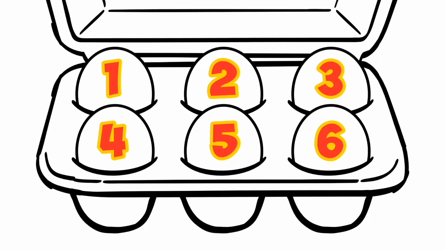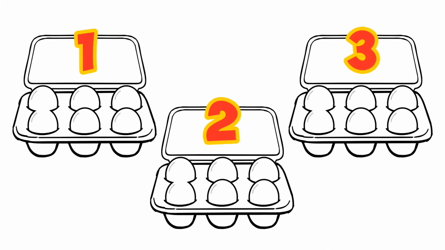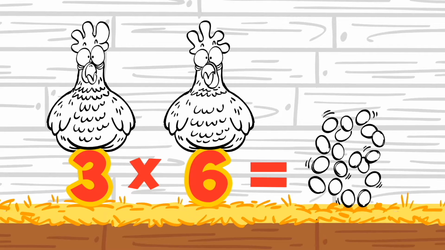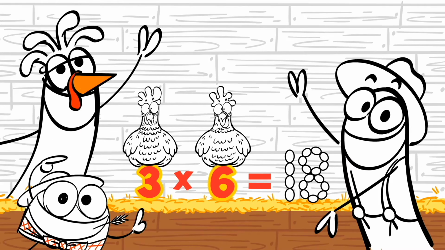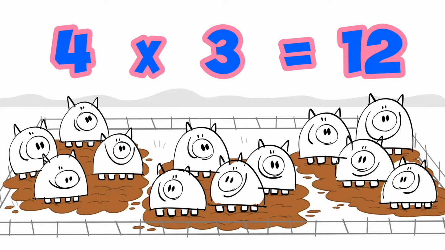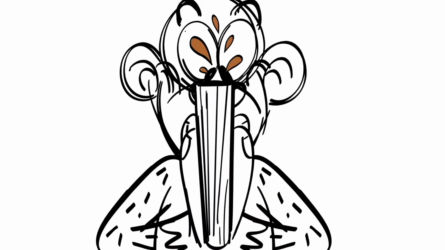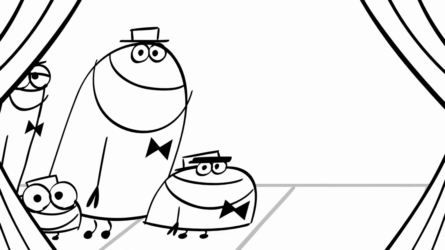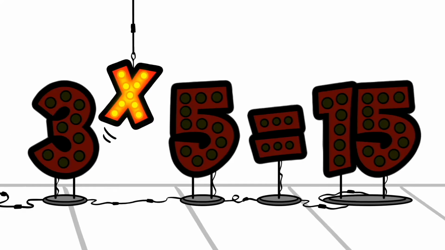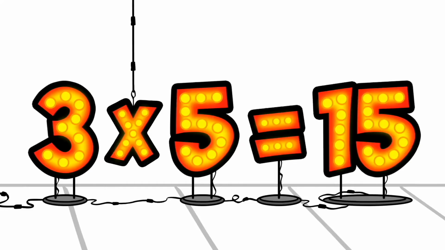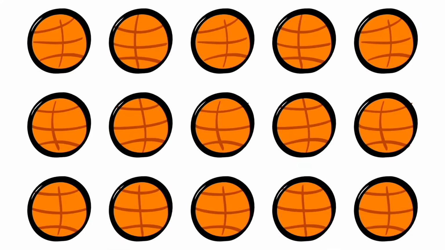There are 6 eggs in each carton, and suppose you're buying 3. Well, 3 times 6 is 18 eggs, just count them and you'll see. And 4 times 3 makes 12 big pigs inside a farmer's pen. You've got 5 fingers on each hand, and 2 times 5 makes 10. Yes, it's multiplication, that little x means times. 3 times 5 makes 15 ice cream cones or basketballs or limes.